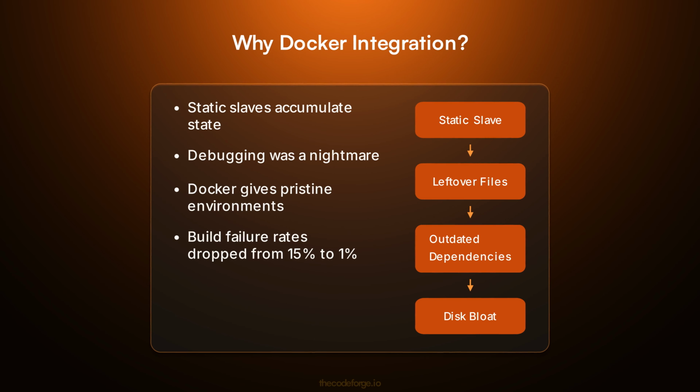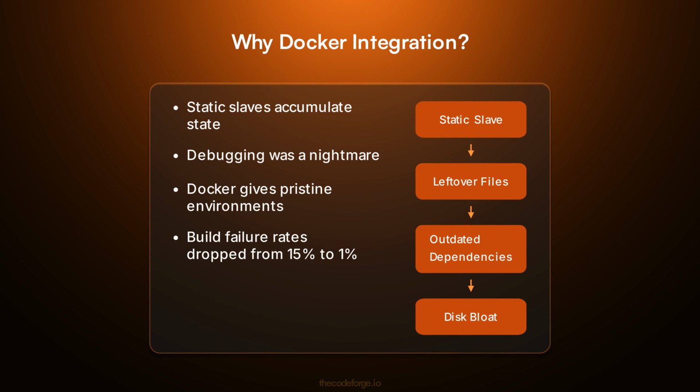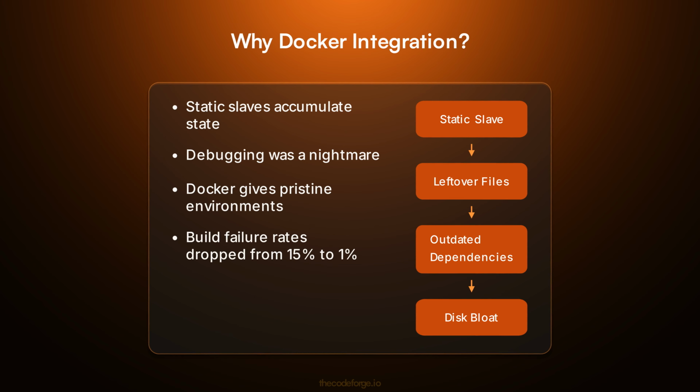Before Docker integration, Jenkins builds ran on static slaves that accumulated state, leftover files, outdated dependencies, and disk bloat. A build that passed on Monday could fail on Friday. With Docker, each build gets a pristine environment, eliminating these issues and dramatically reducing build failures.